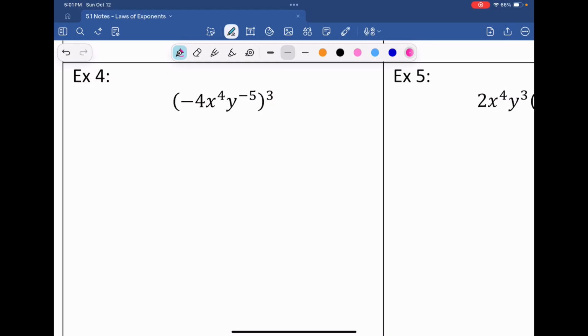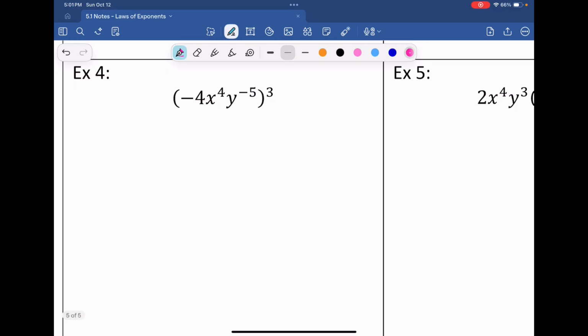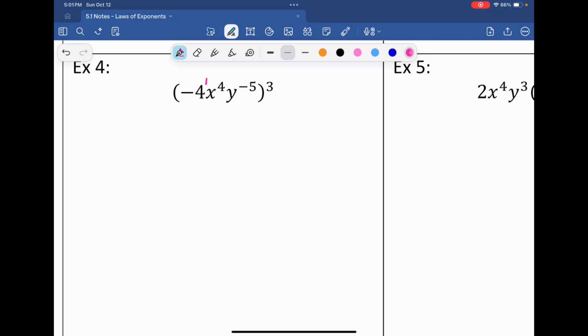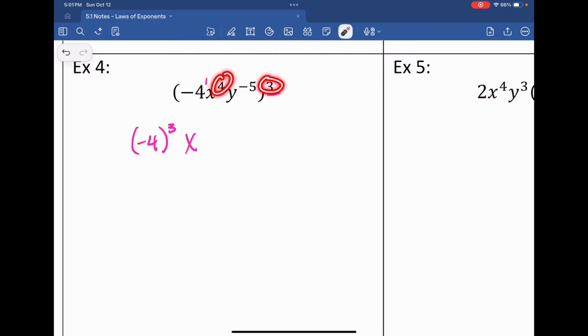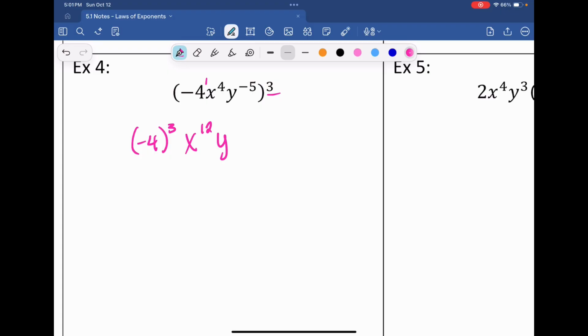All right, use the power to power rule first, and then deal with negative exponents. -4 to the 1, but also to the third. 1 times 3 is 3. You've got x to the 4th to the third. 4 times 3 is 12. You have y to the -5 to the third. -5 times 3 is -15.